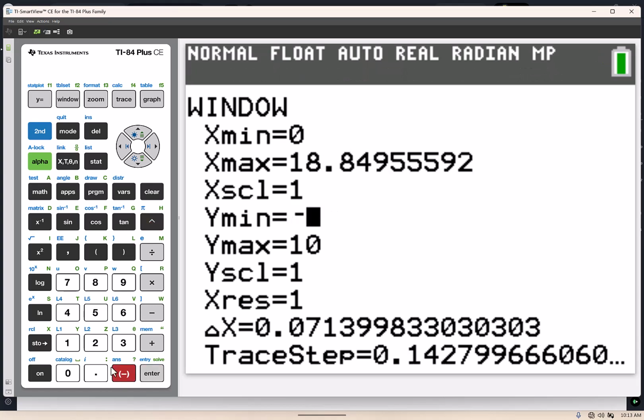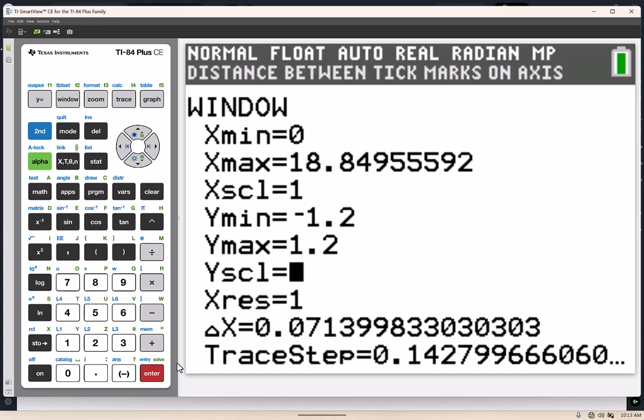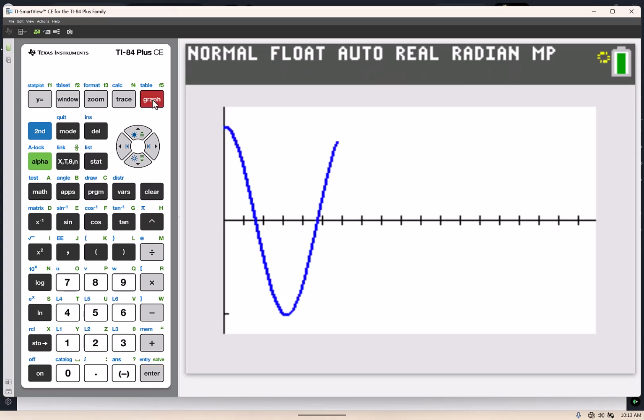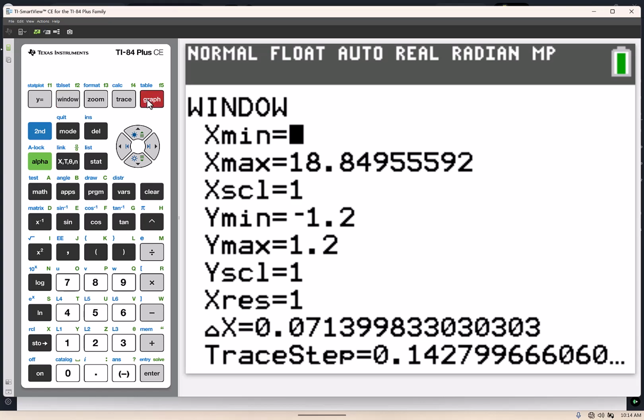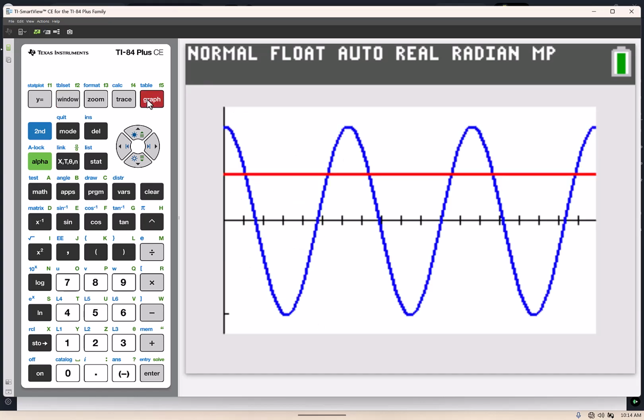Y min, negative 1.2, a little bit below 1. Y max, 1.2, because the amplitude is 1. I want to see the wave. Push graph. Ask guys, what's up? The window? Did you get a graph that looks like this?